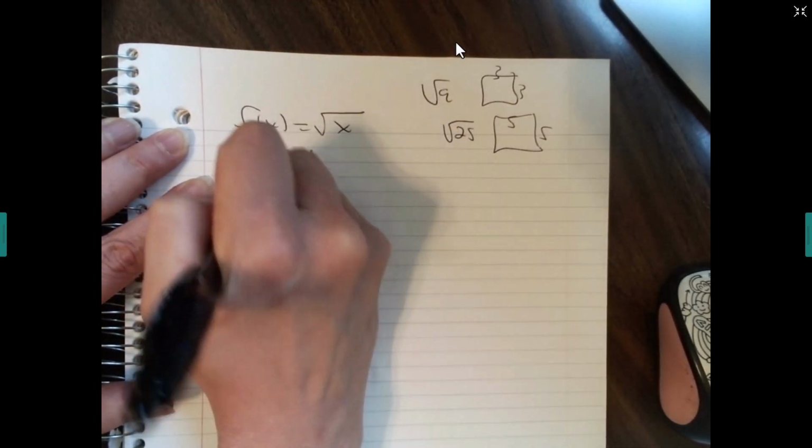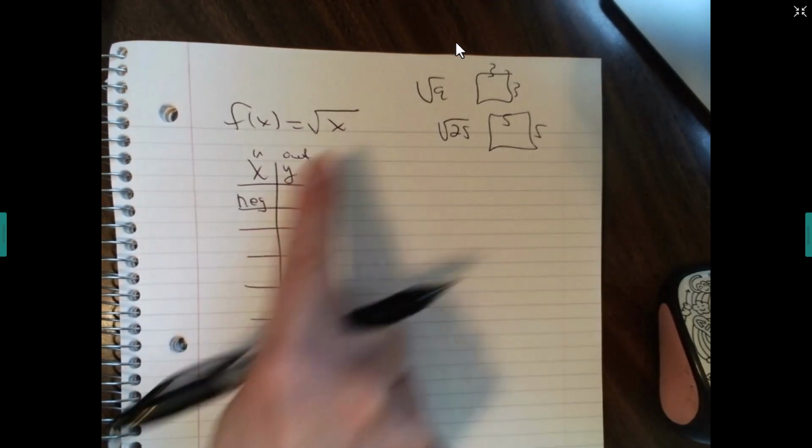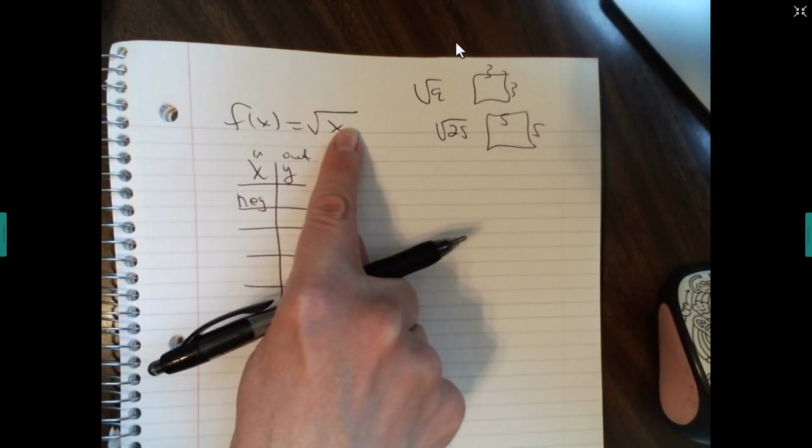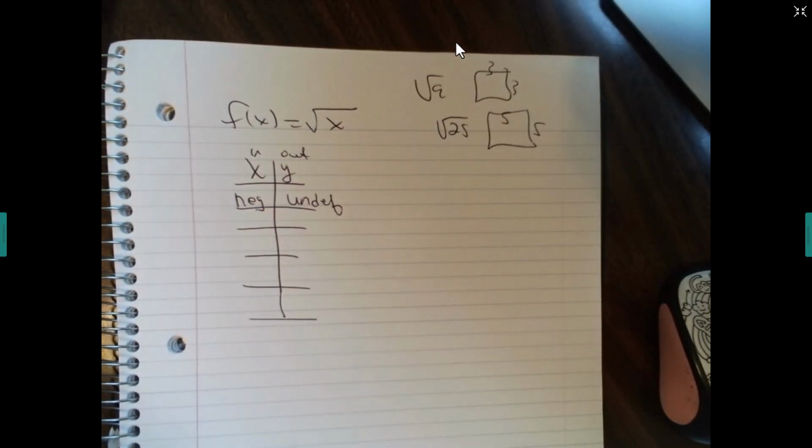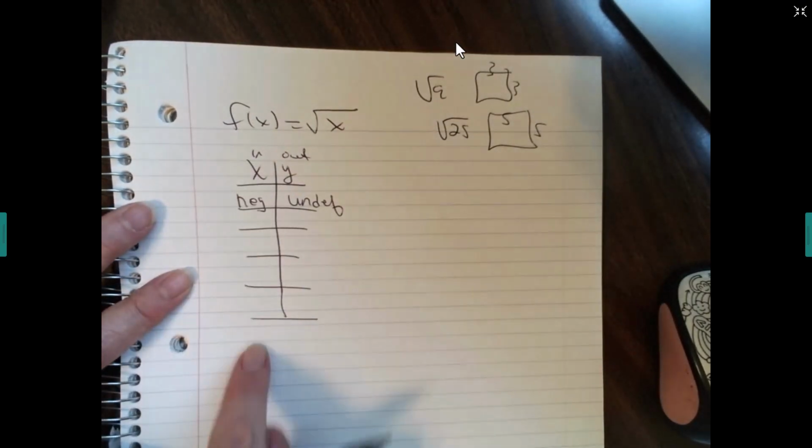Now, notice negative numbers. I need to think about these. You cannot square root a negative number. So that's going to be undefined. Every negative number is not going to be included in this. Now, there's infinite many inputs.